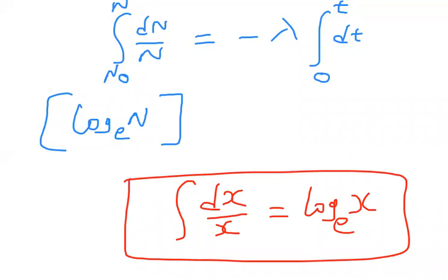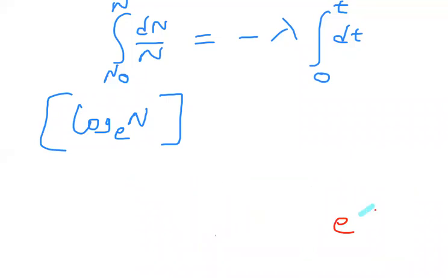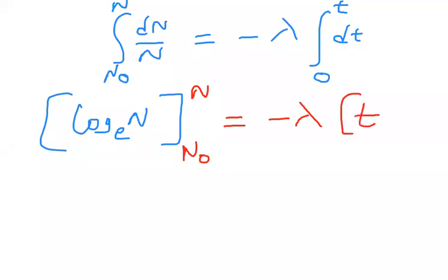By using this formula, what I understood here is that integral dN by N is nothing but log N base e, lower limit N0, upper limit N. I have to apply the limits. Here you observe carefully: minus lambda into what we have? Integral dt. Integral dt is simply t. We know from integrations, integral dt is nothing but t. We are taking from the starting time 0 to present time t.